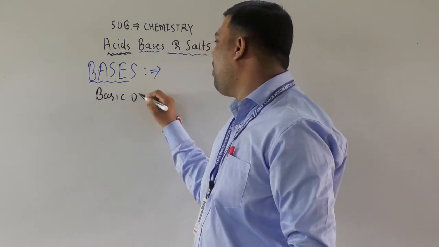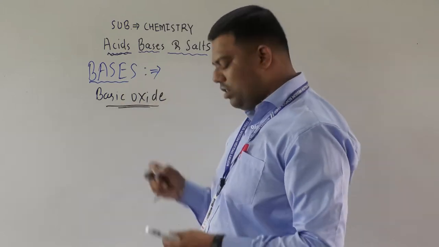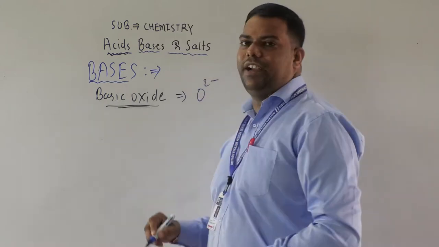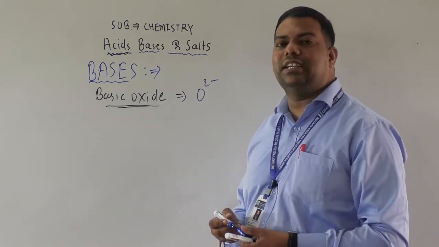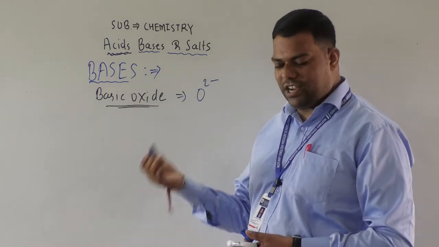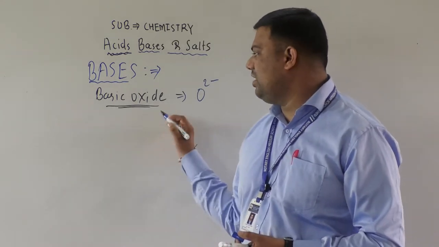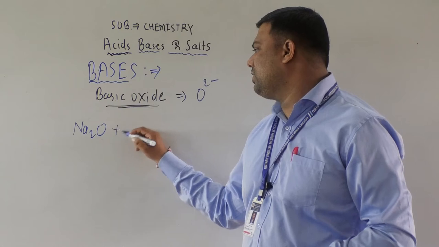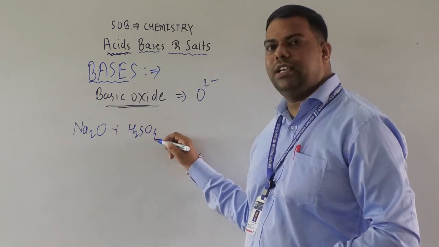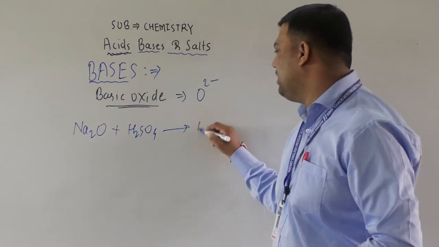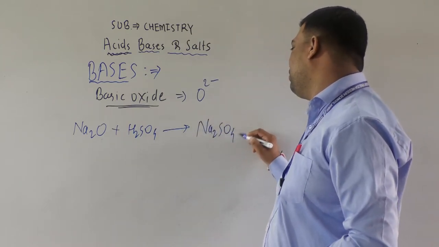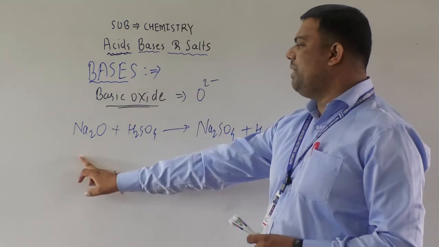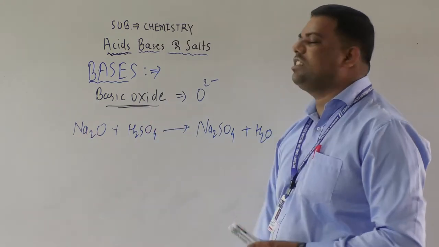Suppose you are thinking about a basic oxide. Oxide means O2 minus. When a basic oxide reacts with an acid, what will happen? You get salt plus water. Like this reaction: basic oxide Na2O, sodium oxide, plus H2SO4, gives Na2SO4 plus H2O, understood? So this is a metallic oxide, or we can say a basic oxide.